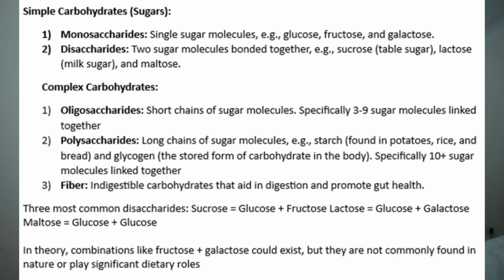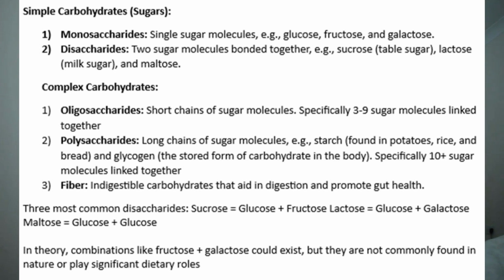The other type of simple carbohydrate is called a disaccharide, which is two sugar molecules that have bonded together. Hence, they start with the name di instead of mono. Common examples of disaccharides include sucrose, which is glucose and fructose bonded together, also lactose, which is glucose and galactose bonded together, and maltose, which is glucose and glucose bonded together.